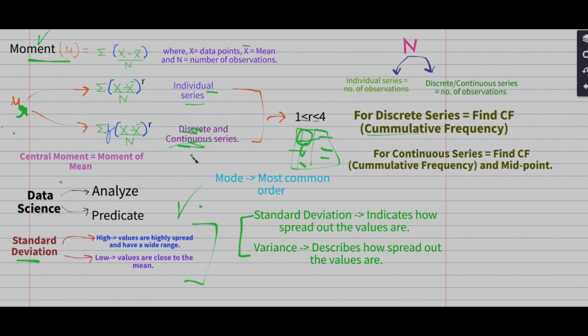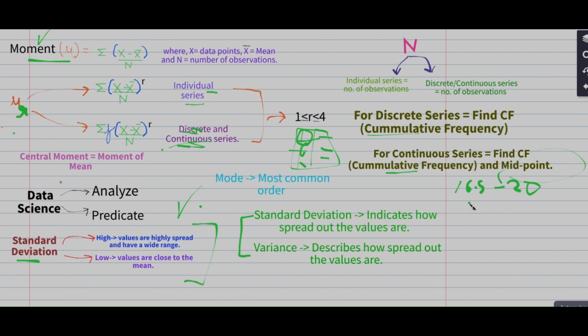Now come to the part of data science. In data science, till now we have studied that it helps to analyze and predict the value, right? We first analyze what the data is, and then we predict something as the output of that data, as the conclusion of the data, right? So these are basically the two parts of data science.